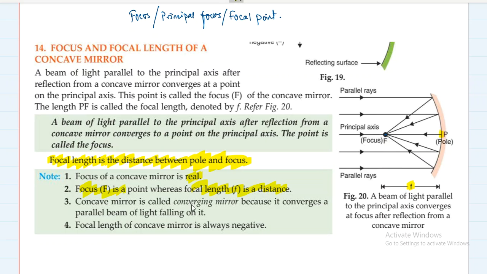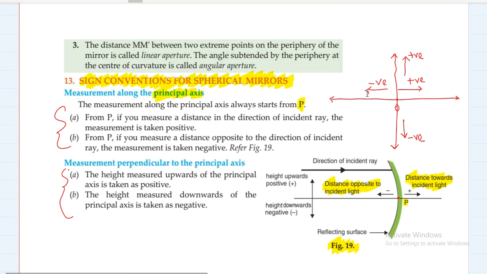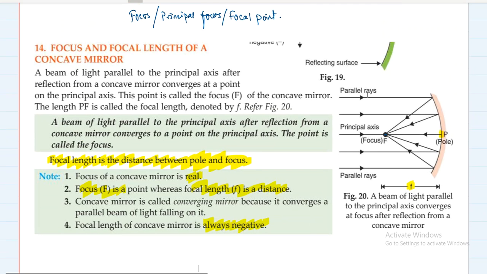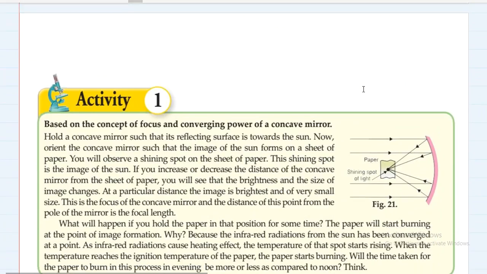Concave mirror is called a converging mirror because it converges the parallel beam of light falling on it and makes them meet at a point, which is focus. Focal length of a concave mirror is always negative. For a concave mirror, the focal length is measured to the left of the pole, and we know that the left of the pole is the distance which is measured as negative. So the focal length of a concave mirror is always negative. These are a few facts regarding the focal length of a concave mirror.